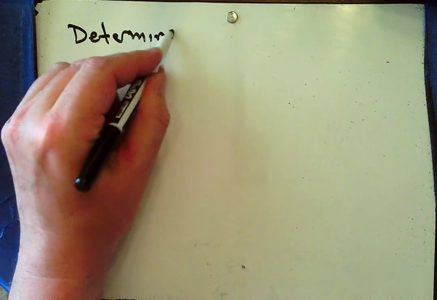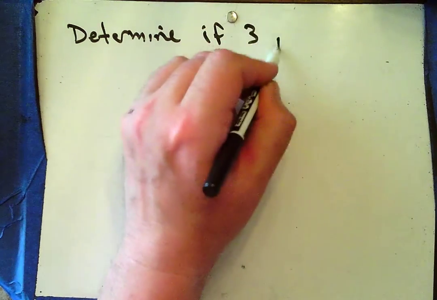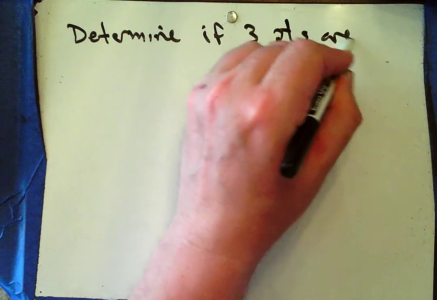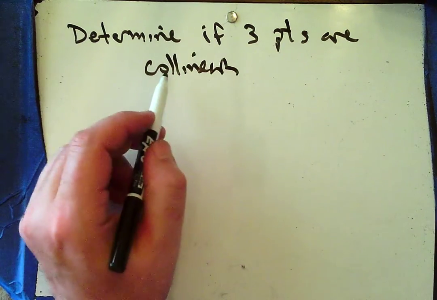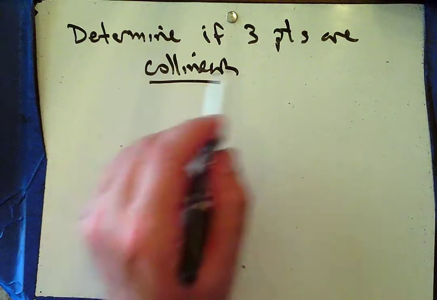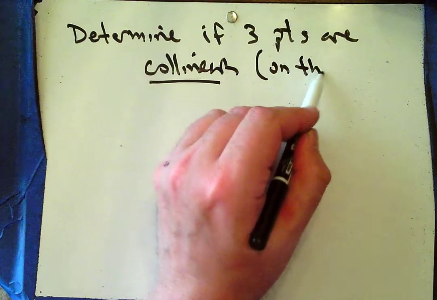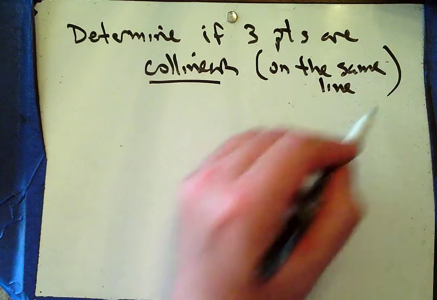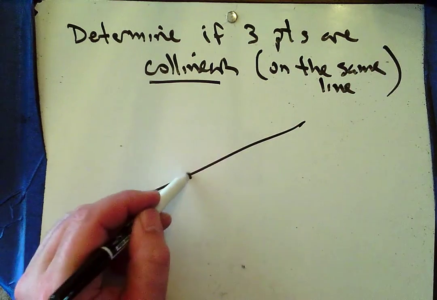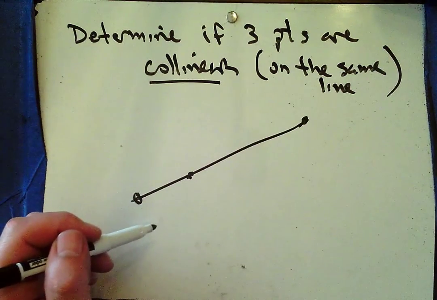Okay, the next thing I want to do with determinants is determine if 3 points are collinear. And I know you might say, well, first, what's collinear? Collinear means on the same line. You're probably saying, well, Mr. Kukla, I can see if 3 points are on the same line. It's not a big deal.